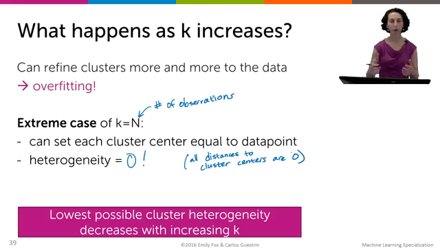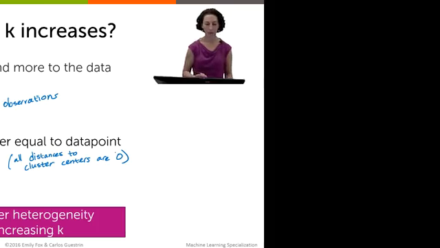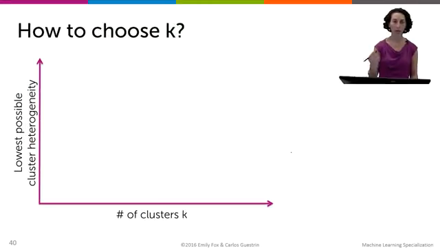So in general, the lowest possible heterogeneity that we can achieve decreases as we increase k. But I want to emphasize that for any given run of our k-means algorithm, let's say we run it with k+1 clusters, the heterogeneity for that converged solution could actually be larger than the heterogeneity for a converged solution where we ran the algorithm with just k clusters. But in general, when we're thinking about the set of possible heterogeneities we have, the trend is that it decreases with k. So a question is, how do we think about choosing the number of clusters?